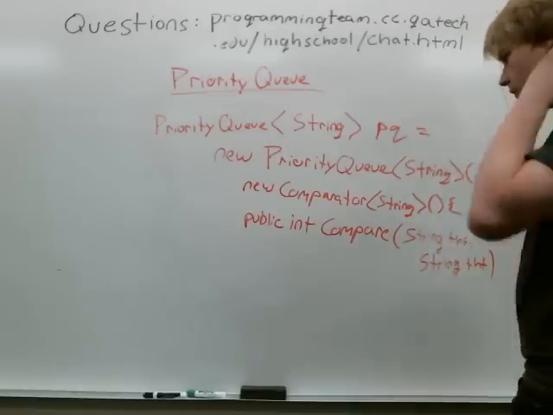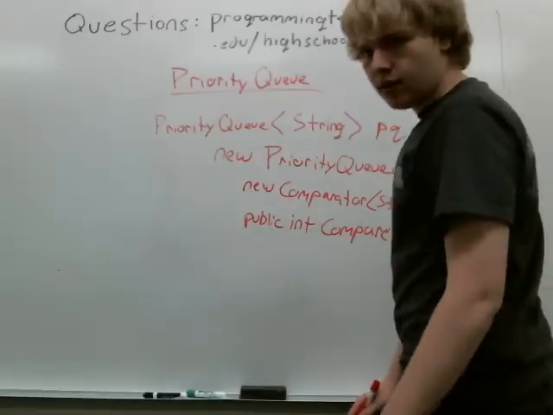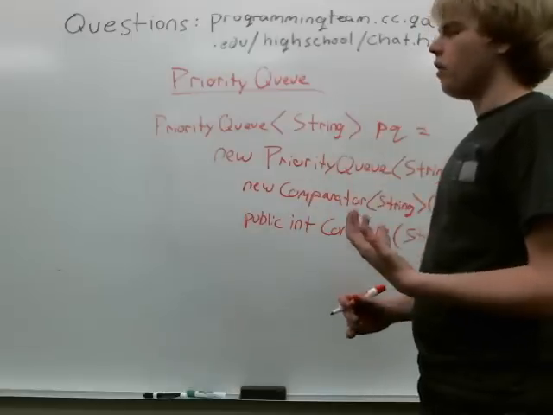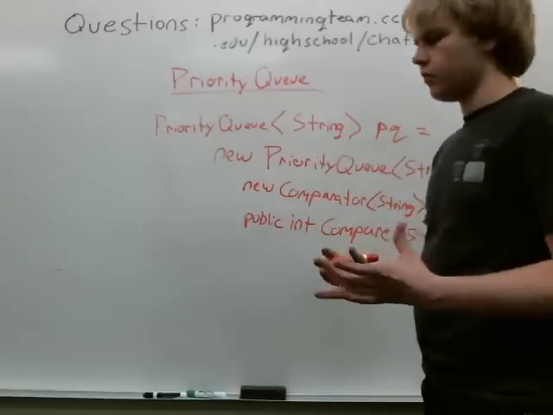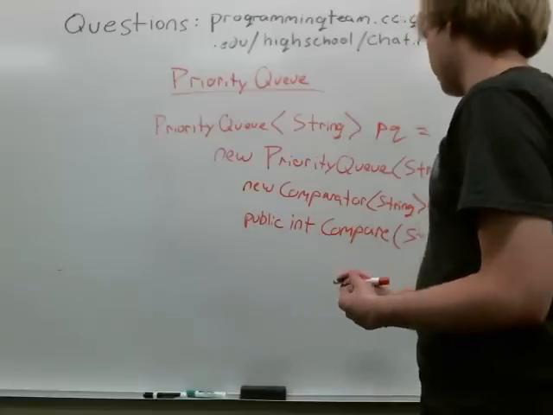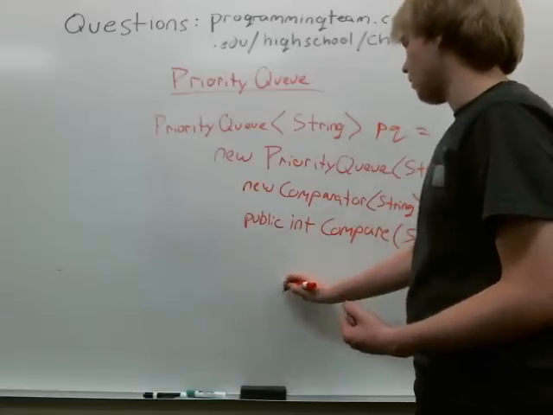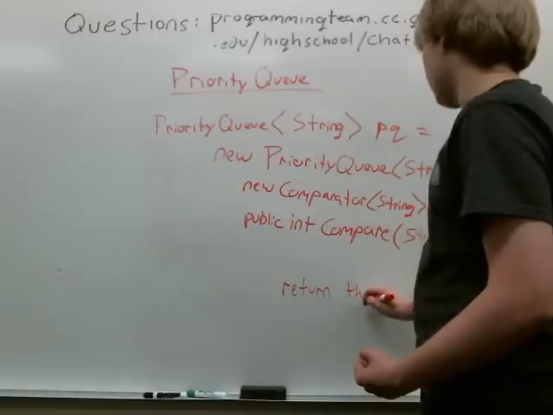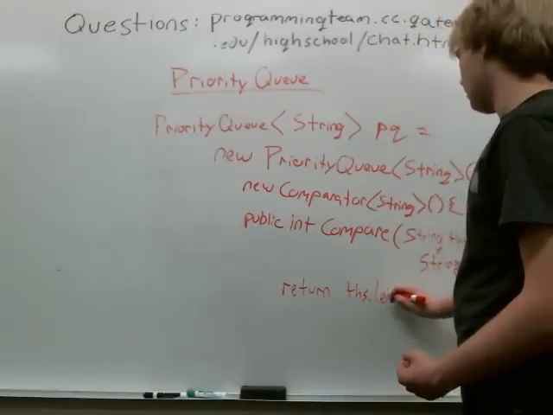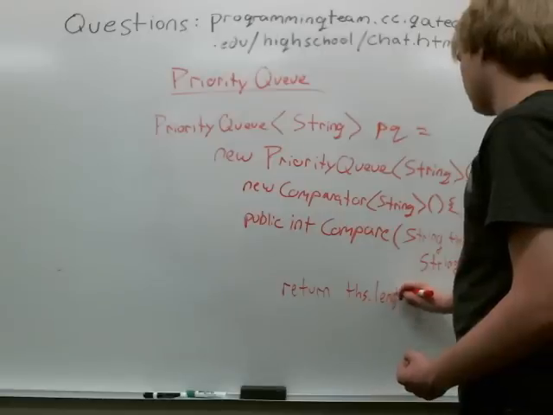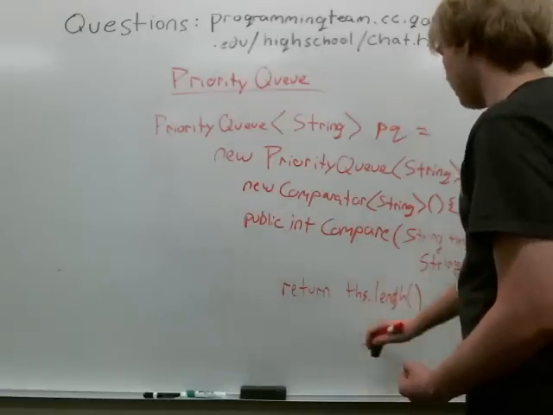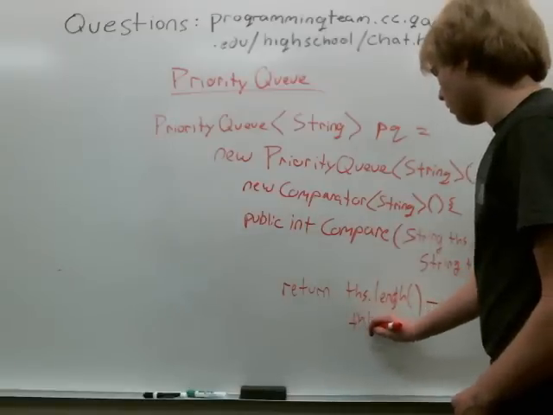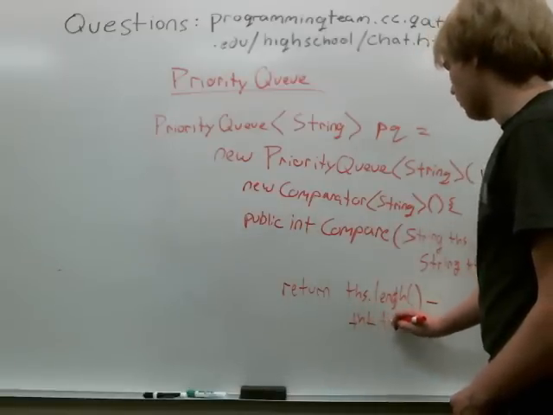So now we have this compare method, and let's say instead of sorting them alphabetically, we want to sort them by their length. So we want the shortest string first. So the way we could do that is just return this.length. Length is a method that the string class has, minus that.length.